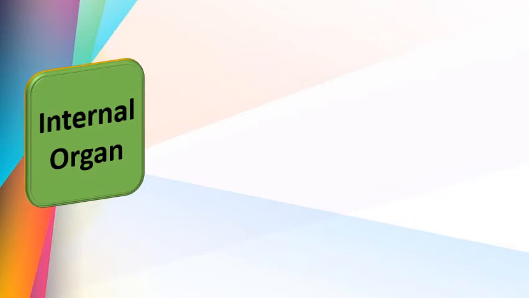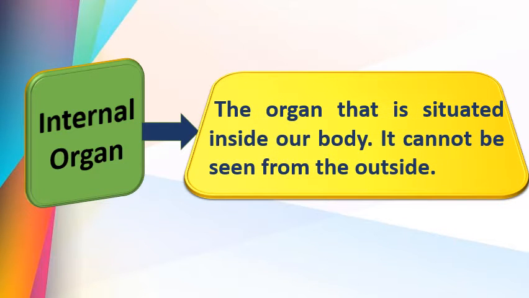Now we will learn about internal organs. First we will see the meaning here. The organ that is situated inside our body and cannot be seen from the outside is called an internal organ. Just now we went through external organs. External means that we can see from outside. The opposite of that is internal organ. Means the organs which we cannot see from outside are called internal organs.